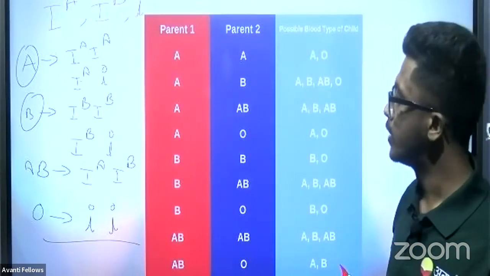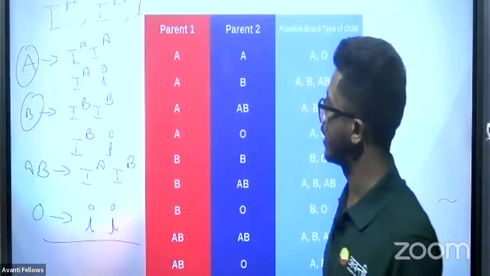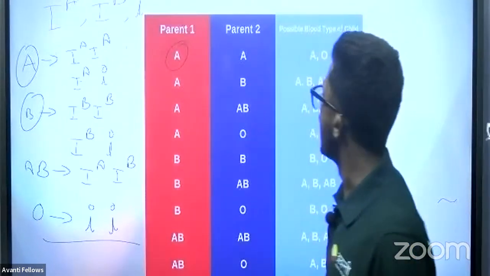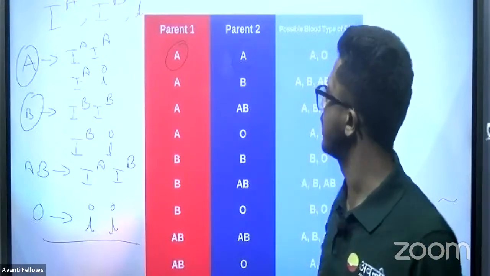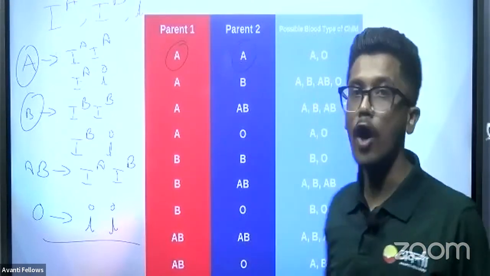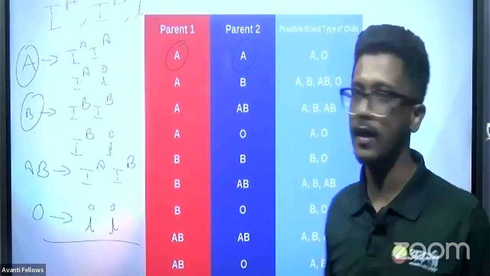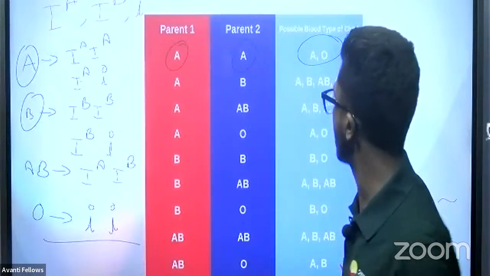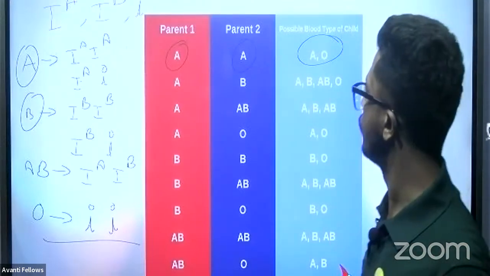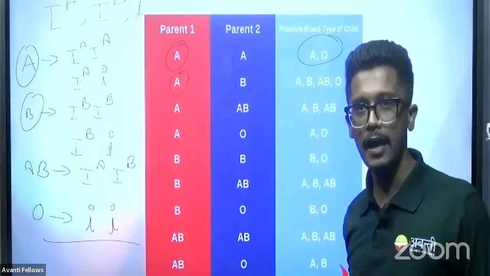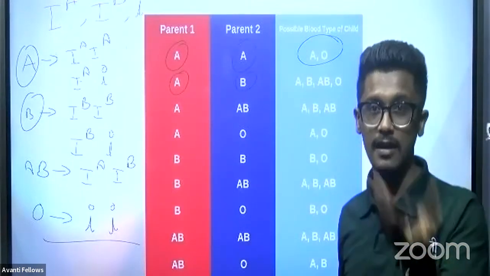Now listen to me. Now you can predict: if my parent has A blood group, and my other parent also has an A blood group, what are the possible blood groups in the siblings? It's very easy. The table is very easy. They can be either A or they can be O. The same goes with A. If one parent is A and the other parent is B, what are the possible children they can have?